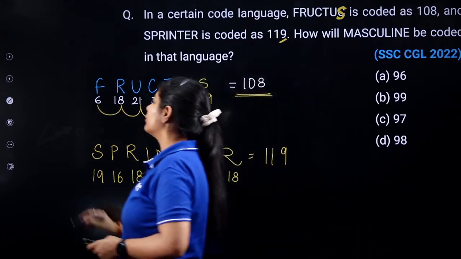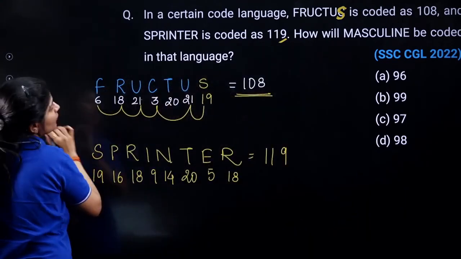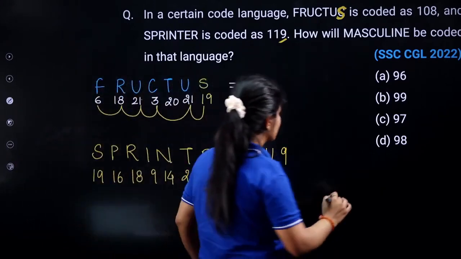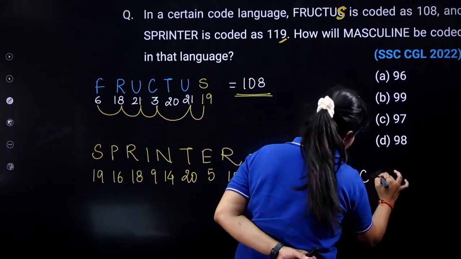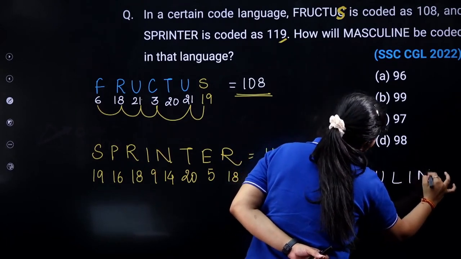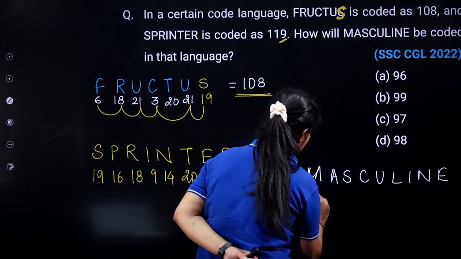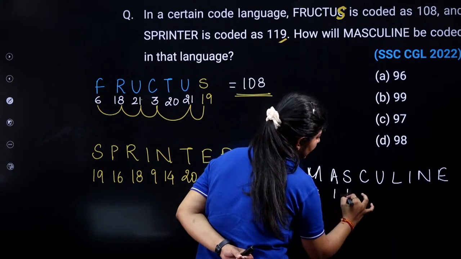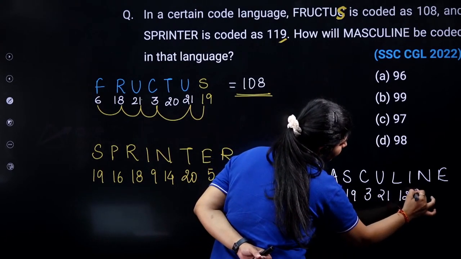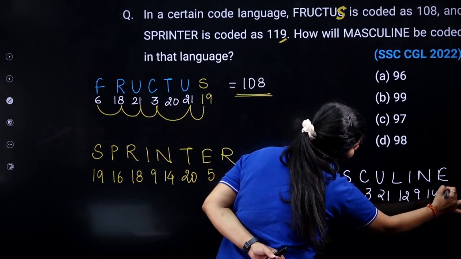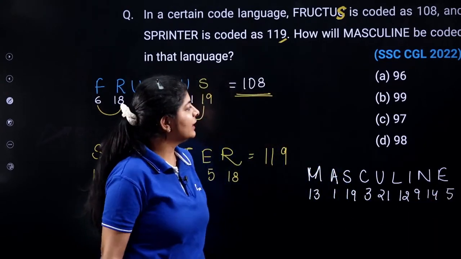Now, what we need to do? We need to add all the associated numbers with this spelling as well. That is nothing but MAS, masculine. Right? So, here we are having 13, 1, 19, 3, 21, 12, 9, 14, 5. We need to add all these values.